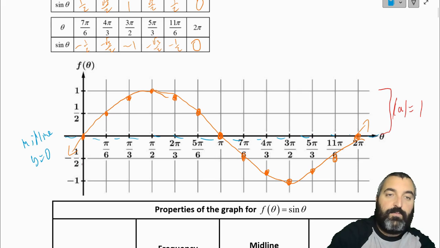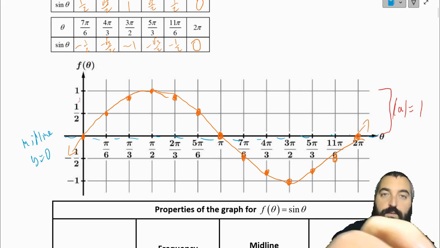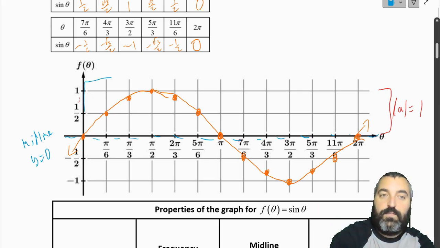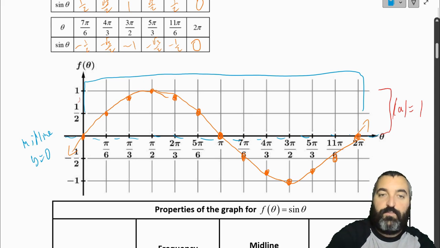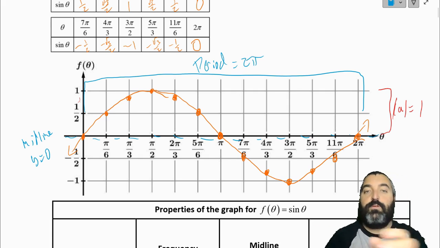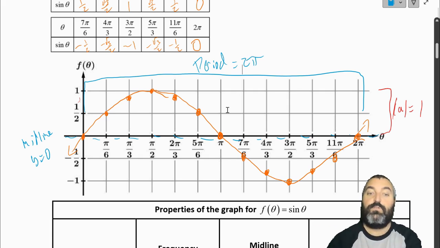And then our last big piece of information that we're going to look at from the graph is this length here, because that's the whole thing it takes to repeat, which we've talked about before. We call that our period.